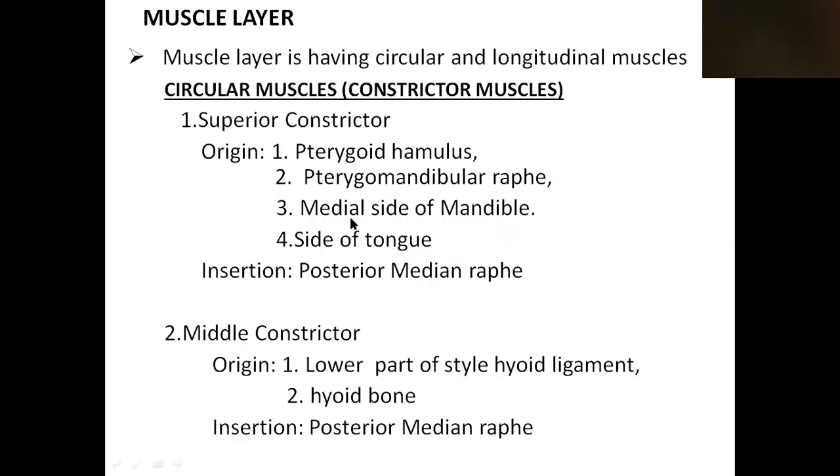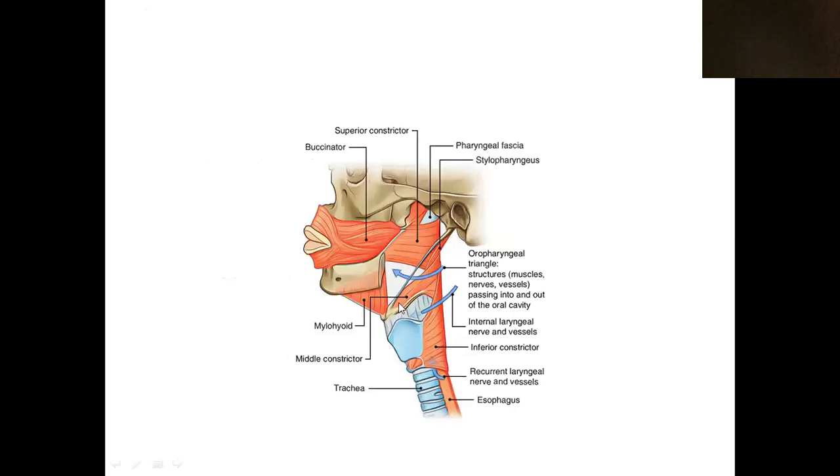So origin and insertion are clear. Now the middle constrictor. It arises from the styloid process, and this one is the hyoid bone. These two are connected by a ligament, the stylohyoid ligament. Styloid process, then this bone, the hyoid bone. These two are connected by a ligament known as the stylohyoid ligament.